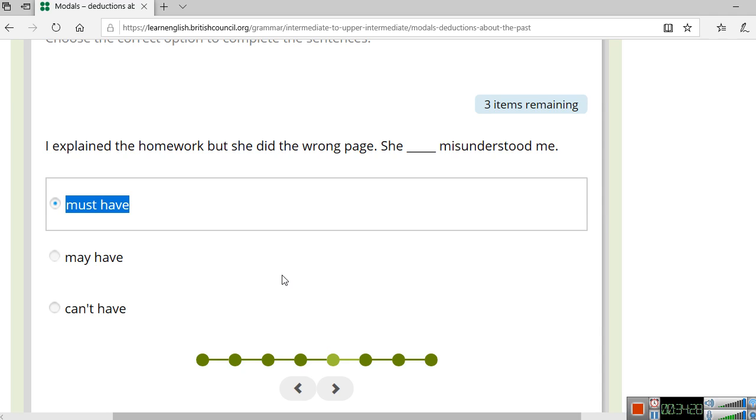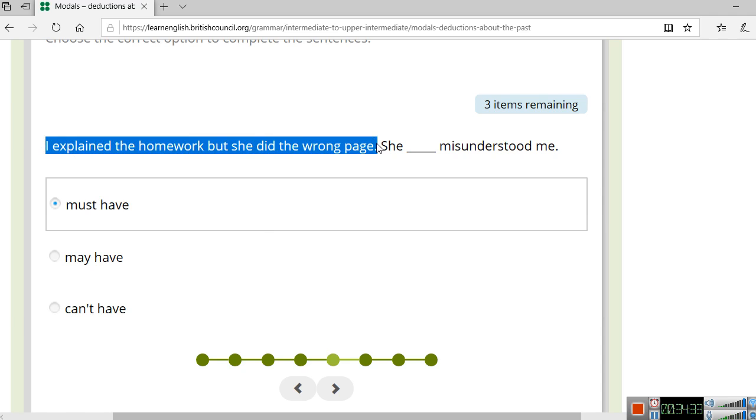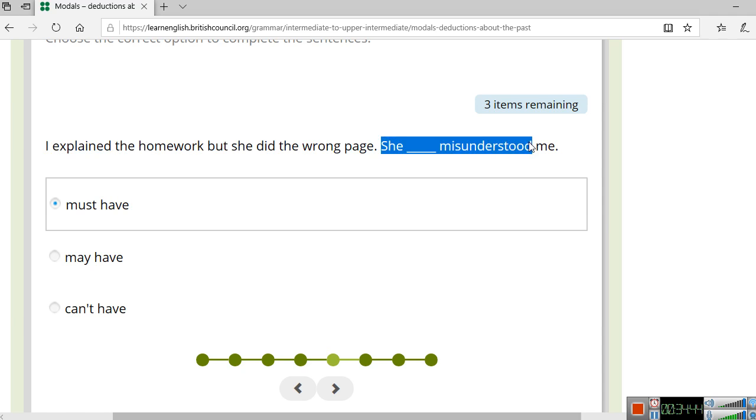So the first sentence that we have is, I explained the homework, but she did the wrong page. Now we're clearly showing something in a negative aspect. So the idea that we got from that reality is that she misunderstood me. Don't let this "mis" confuse you, because if I say she misunderstood me, I'm showing this idea in a positive way. It's like saying she understood me. She misunderstood me is also a positive phrase.